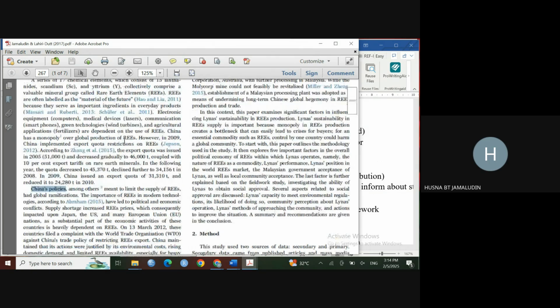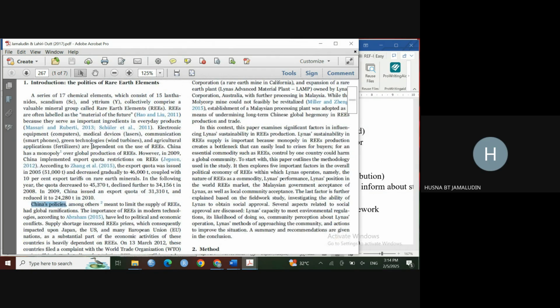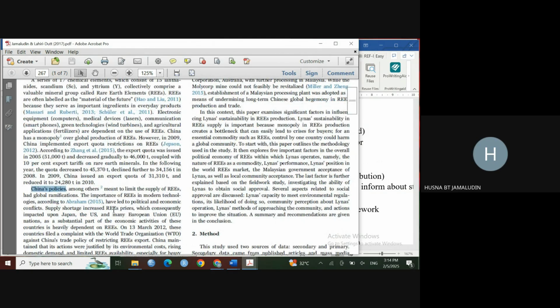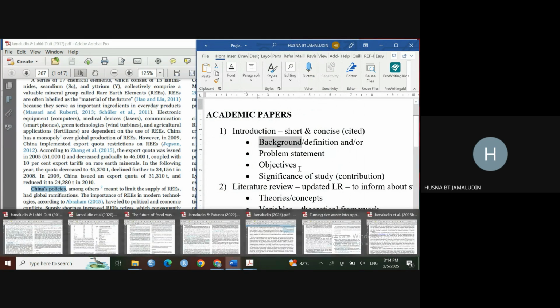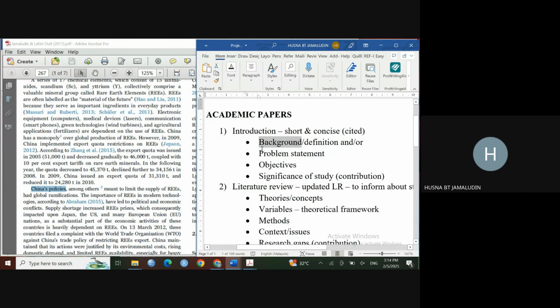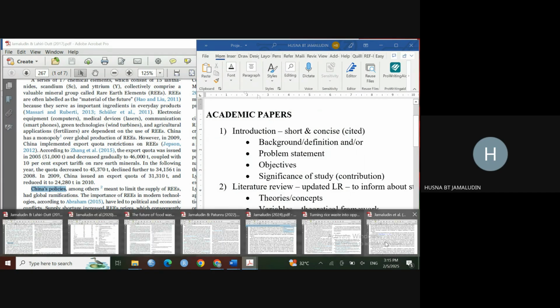So I start defining what is rare earth, what are the functions of rare earth, and then I mentioned the problem. Okay, the problem here can also be the background of the story. What is going on in the world? Okay, so this is how you explain it. Okay, so let's see, some of the papers may not have the background. Okay, let me show it to you.